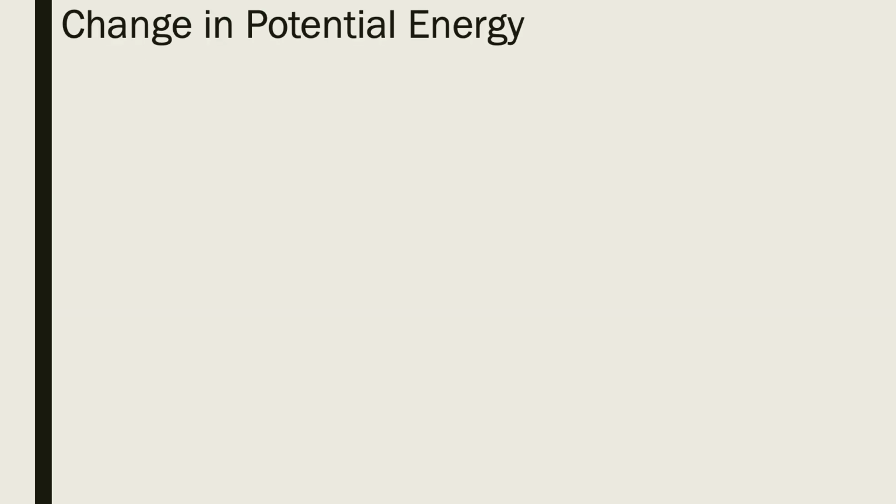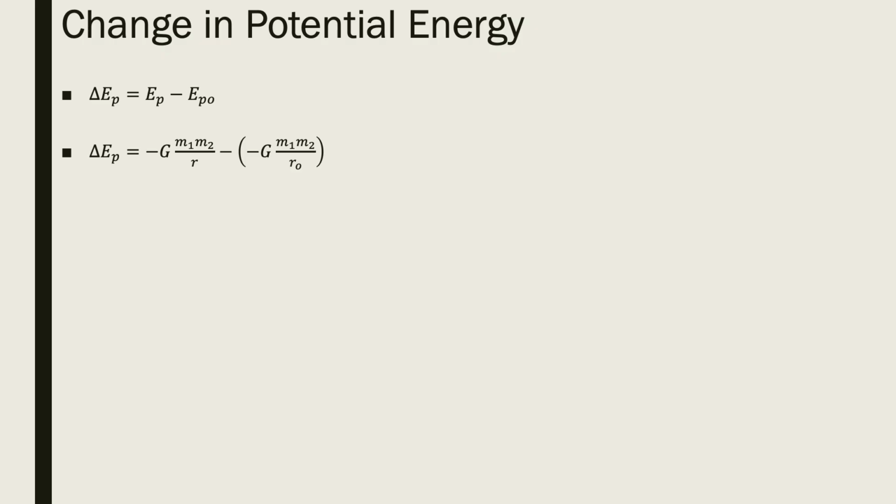Okay, so we're going to start looking at change in potential energy, because anytime we have a change in altitude, we're going to have a change in potential energy. So we can write out our change in potential energy as our final potential energy minus our initial potential energy. And if we substitute in our formulas for that, we get negative G times M1 M2 over our final R value minus negative G M1 M2 over our initial R value.